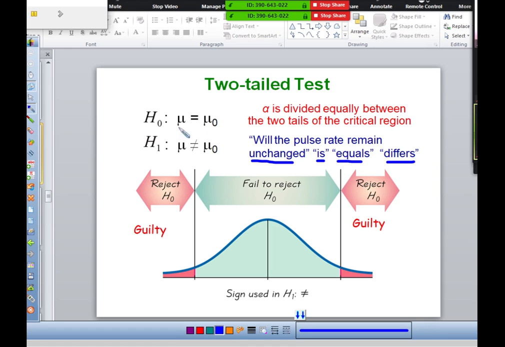So when your claim is differs, it means it's different somehow, to the greater than or less than. But also when your claim is that it's equal, then H1 becomes the opposite of your claim. So you'll also get this two-tailed thing there. Those are the situations where you're going to get two tails: when your claim is either H naught, equals, unchanged, or your claim is H1, differs, which could be either greater than or less than. So here you're going to have two guilty areas. Anything out here or out here will be guilty, and then this area in the middle will be the non-guilty region.